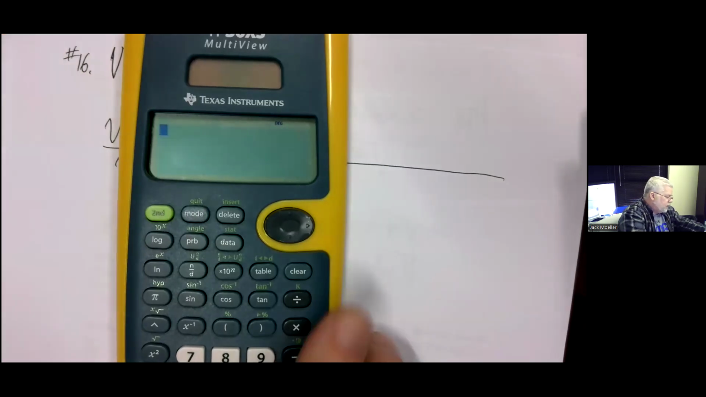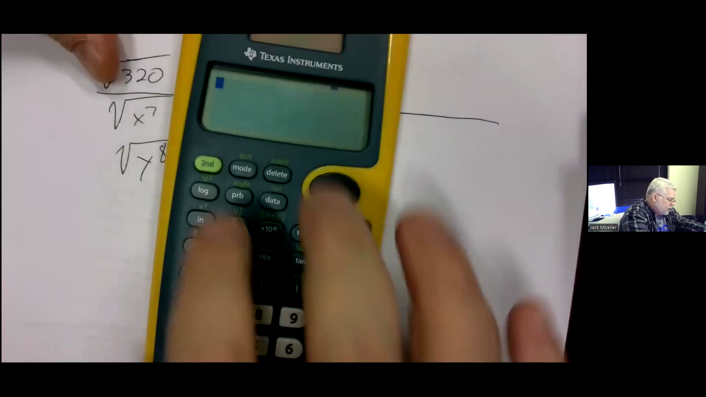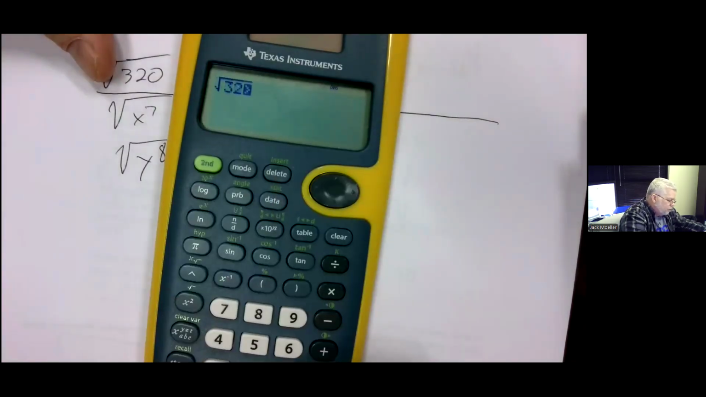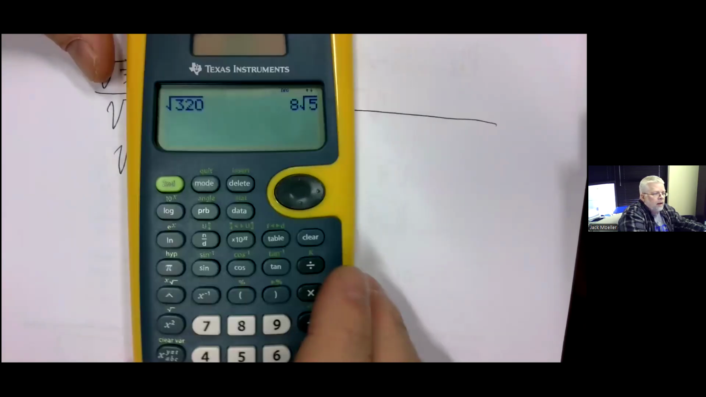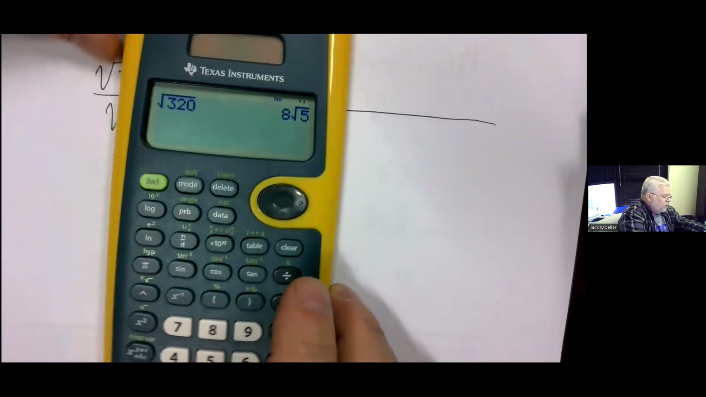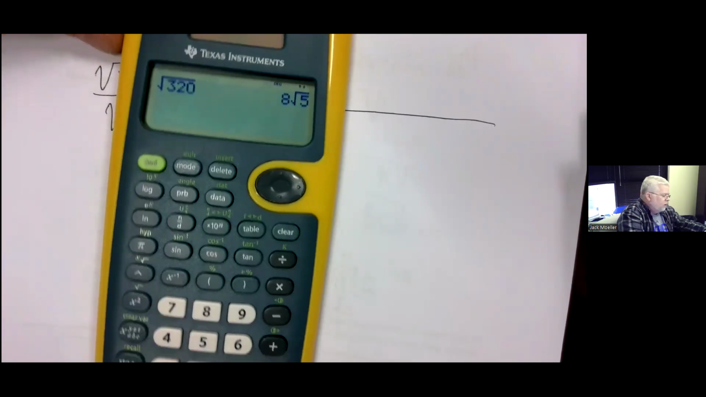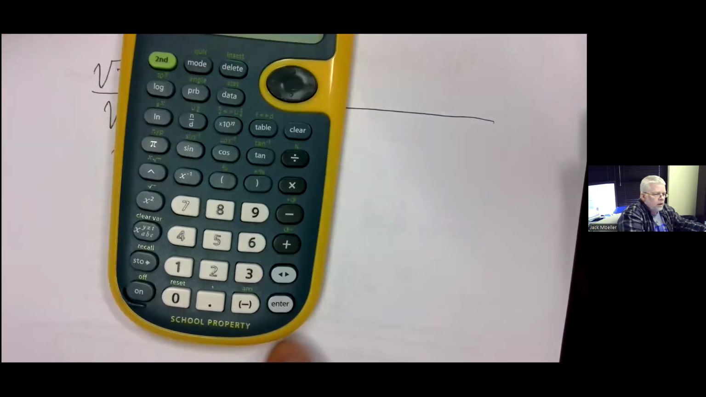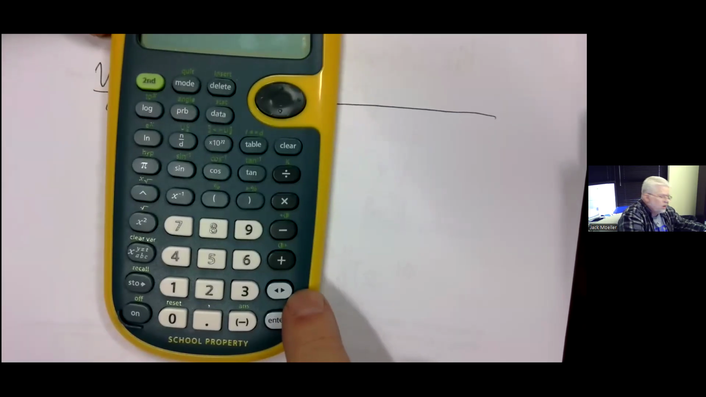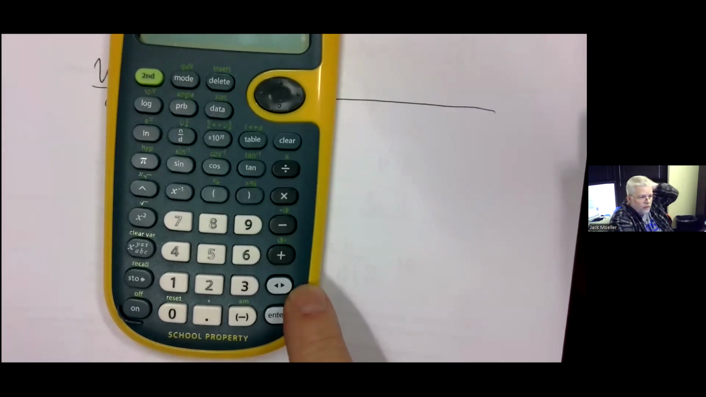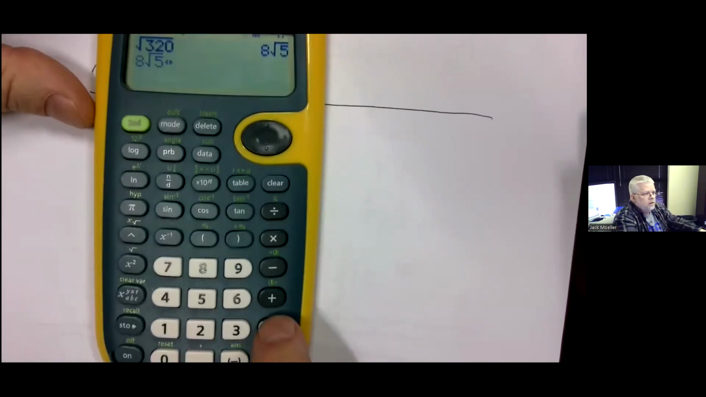Now, how did I get that decimal to pop up? So let me go back to the square root of 320. So now I'm back in math print mode. And so how do I get a decimal out of that? Well, every calculator is different. For these calculators, you see that double arrow key right above the enter sign. If I hit that, it takes me back to decimal form. Hit it again, it takes me back to square root form.